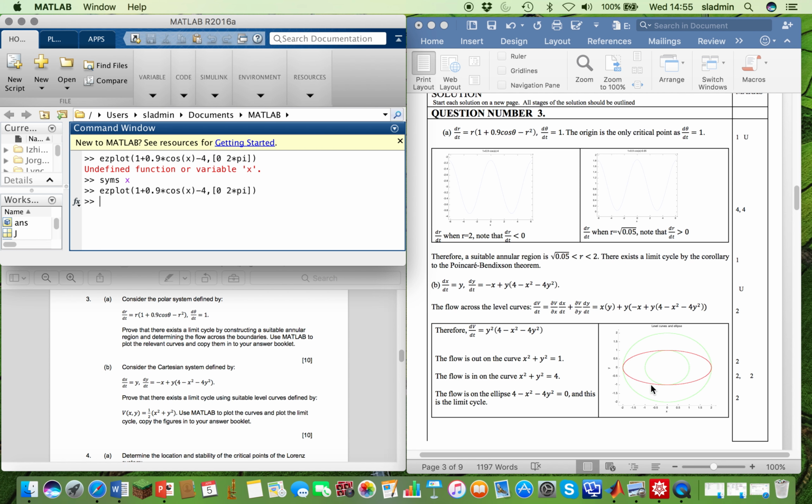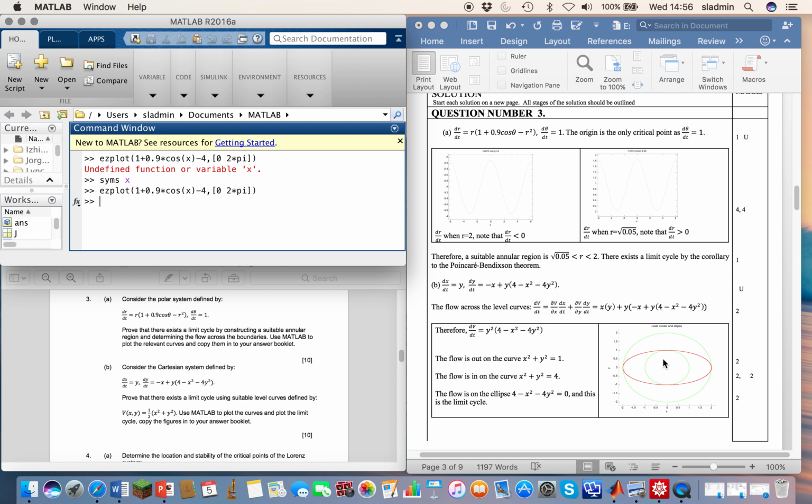The red curve here is 4 minus x squared, so it's x squared plus 4y squared equals 4. And if we take x squared plus y squared equals 1, you can see it lies inside this curve, and inside this curve dV by dt is going to be positive. So dV by dt is positive, so the flow goes out of this curve here. So that's with x squared plus 4y squared less than 4.